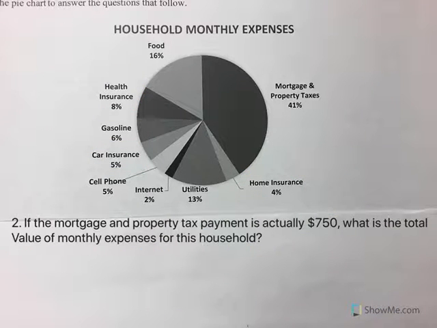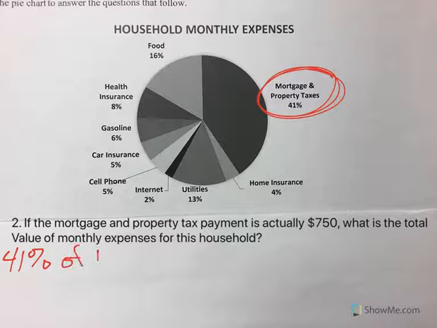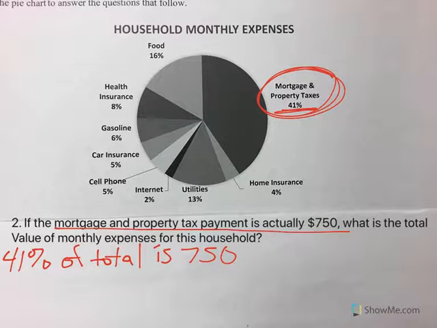If the mortgage and property tax payment is actually $750, what is the total value of monthly expenses for this household? Now think about what this is saying. They're saying 41%, because mortgage and property tax is 41%. 41% of the total monthly budget is $750, because 41% represents the mortgage and property tax payment.